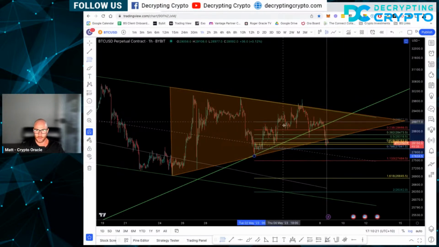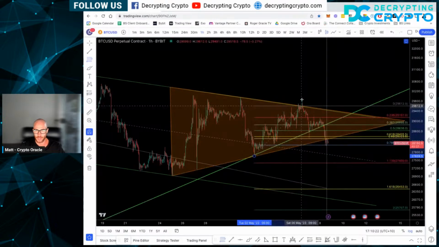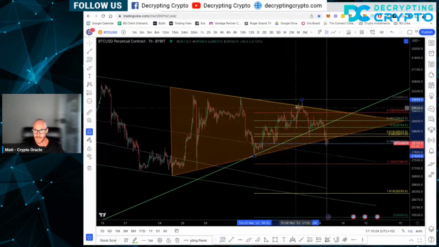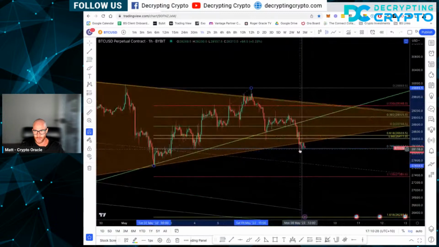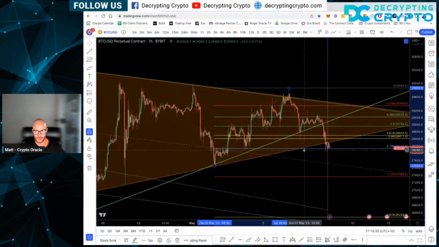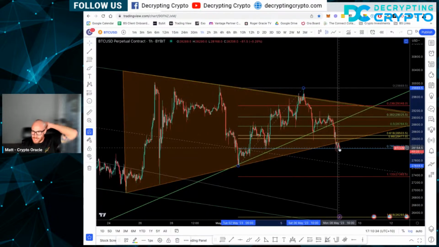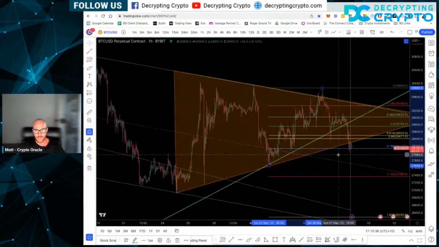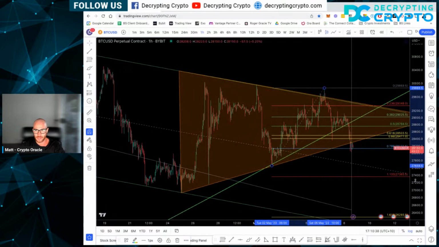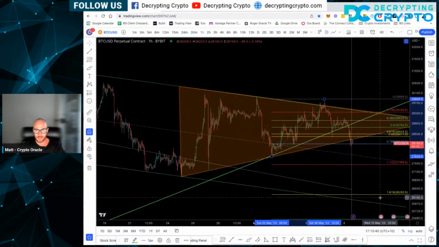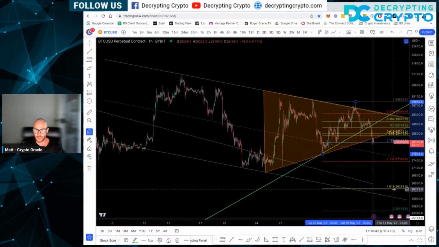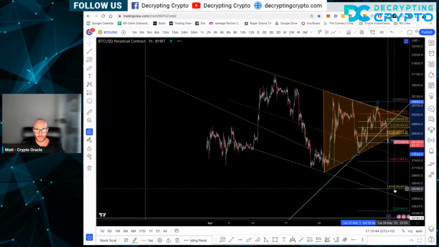So what we can do is pull a fib from this recent low to this recent high, and we can see that we're currently being held by the 0.786, which isn't really strong. We broke back below the 0.618. So the 0.786 is our last area of hope, and then we're going to start breaking down into the negative fibs. So the 1.618 is 26.2.